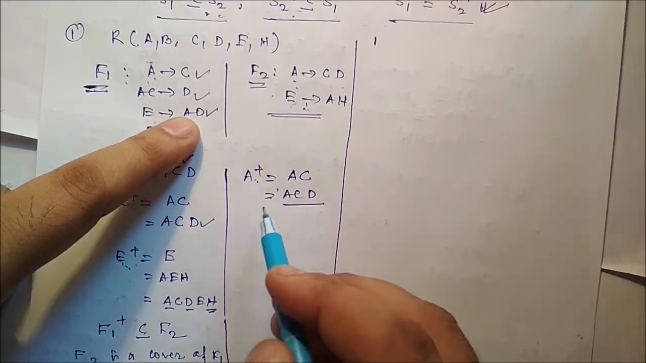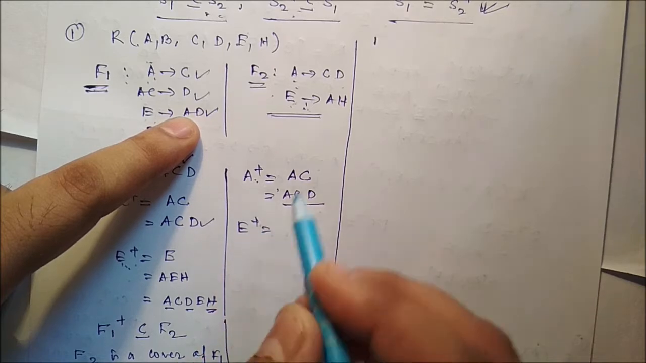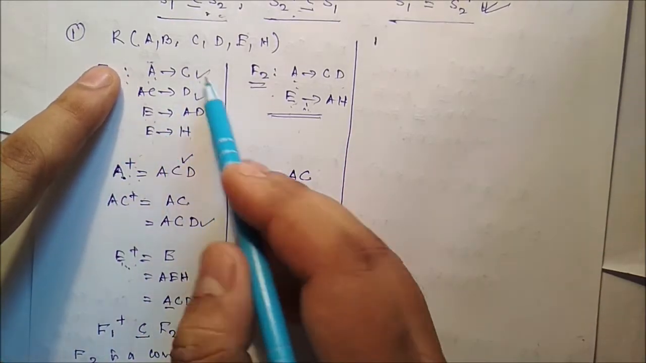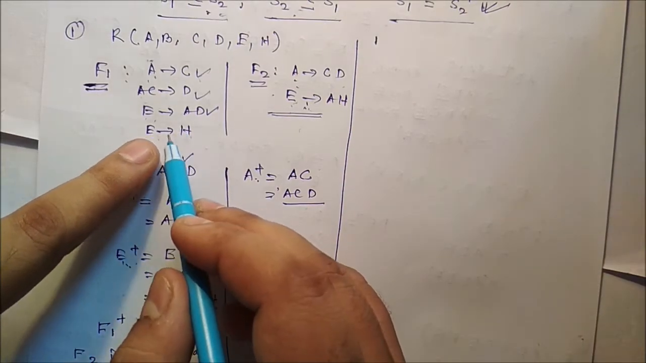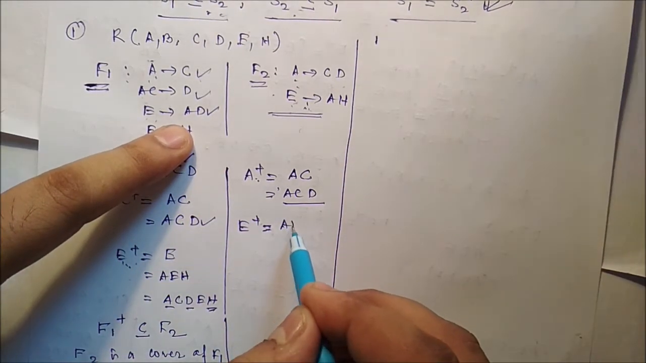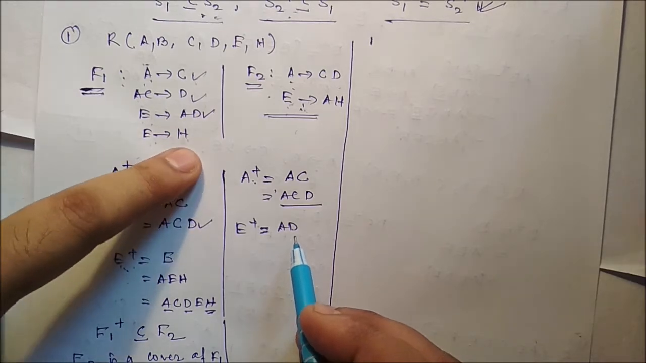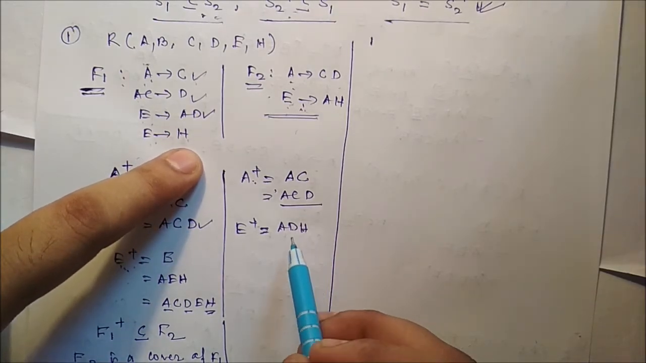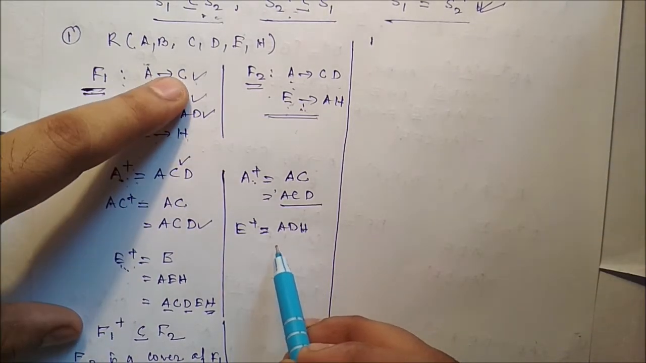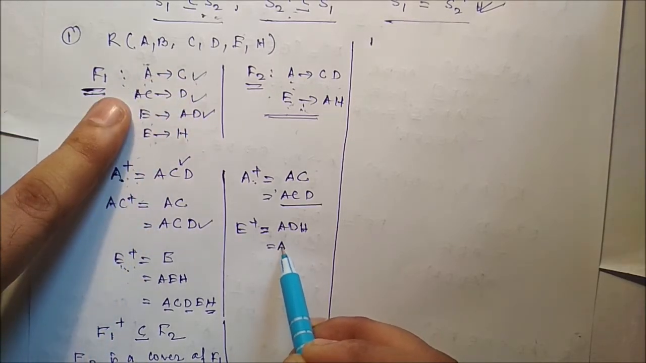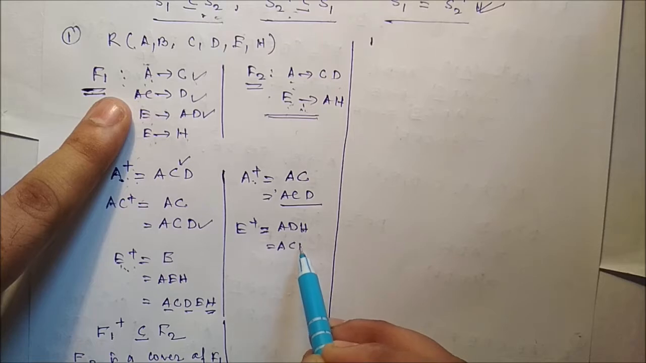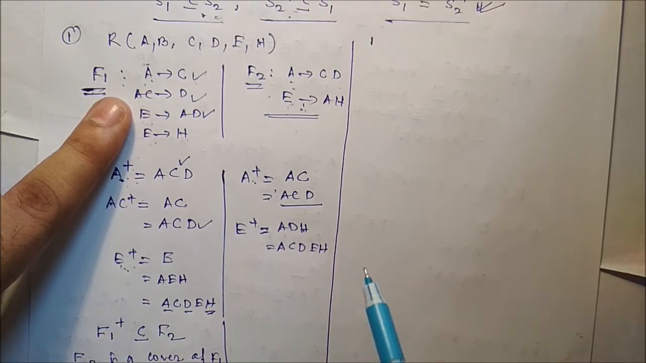Similarly, we have to identify E closure. Now you have to see the left part. E closure is: from E we can identify AD, and from E we identify H also, and since we can identify E we can identify C also, and from AC we can identify D. That means it should be A, C, D, E and H.